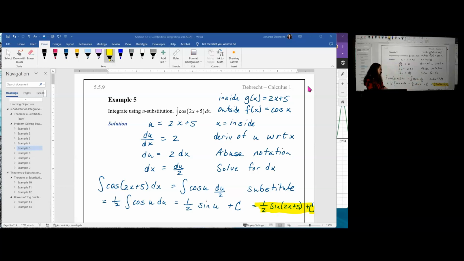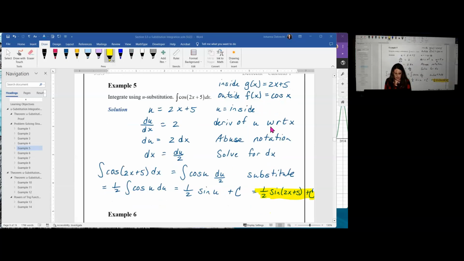The 1 over 2 is a constant factor pulled to the front. When I integrate cosine of u with respect to u, I get sine of u. And since it's an indefinite integral, I back substitute and write the solution in terms of the original variable x. This gives me 1/2 sine of the quantity 2x plus 5 plus c.